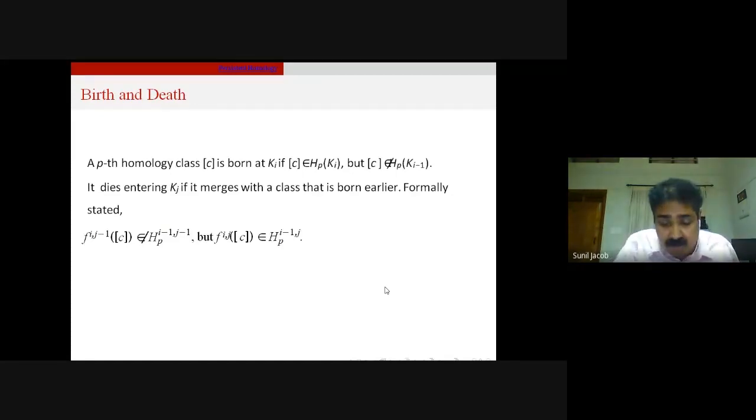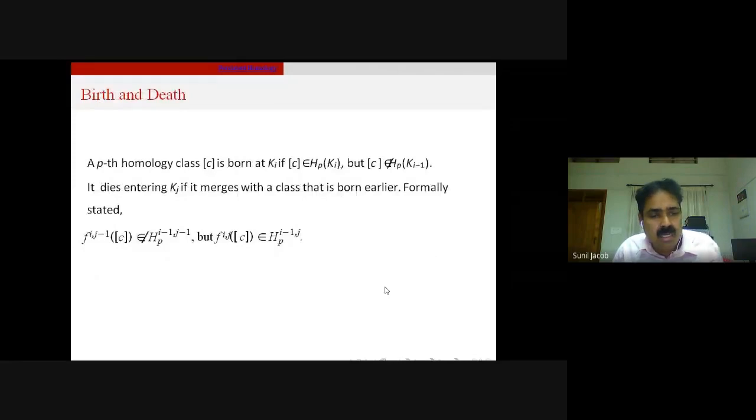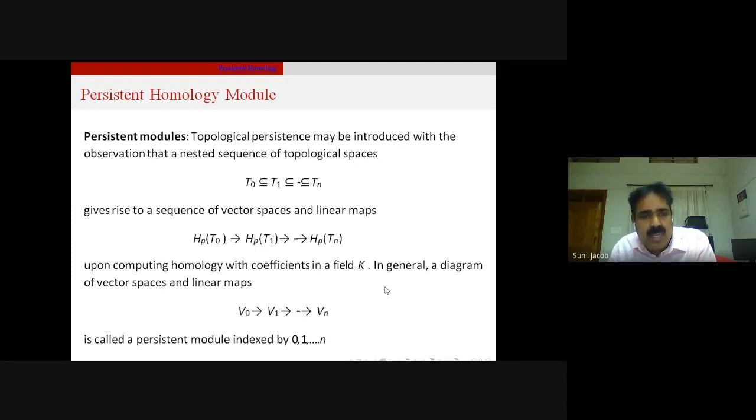We have a sequence of homomorphisms, as I mentioned earlier, and the pth persistent homology group consists of all those classes. I told you that we have a jump from the ith stage to the jth stage, and the persistent homology group consists of all those classes which survive from the ith stage to the jth stage. When a class is born, it is called a birth. When a class merges with an already existing class, it is called a death. This is mathematically what birth and death are, and it will be more clear when you go through some example. Therefore, these are the persistence modules.